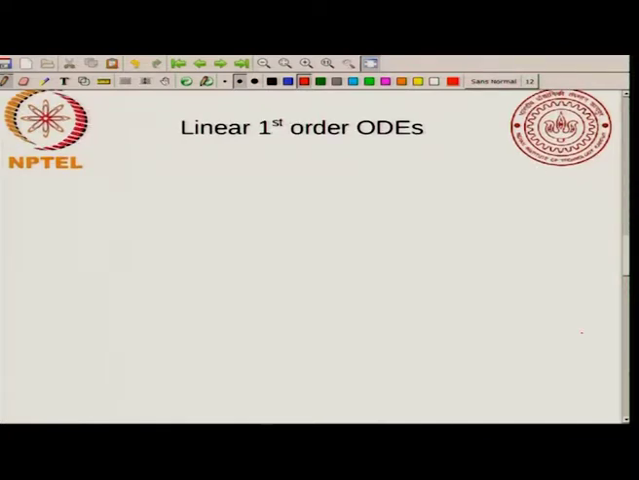Okay. Now, let us look at linear first order differential equations. A linear first order differential equation has the form dy by dx is equal to some constant times y. So, each term has y up to power 1. Now, if you have this equation, then you can solve this. So, a is a constant.